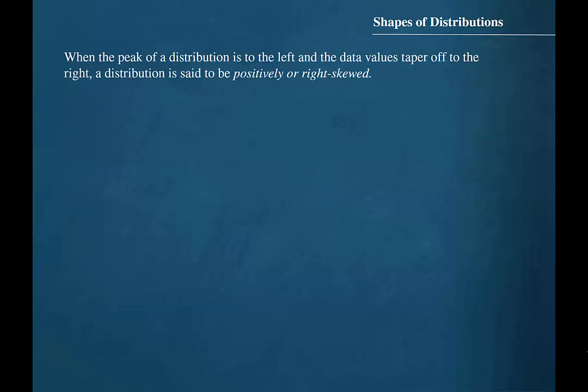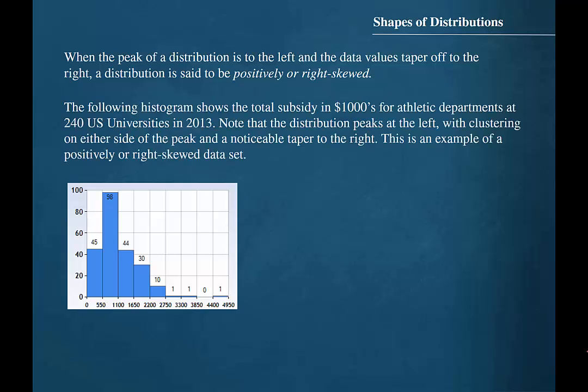When the peak of the distribution is to the left and the data values taper off to the right, a distribution is said to be positively or right-skewed. The following histogram shows the total subsidy in thousands of dollars for athletic departments at 240 U.S.